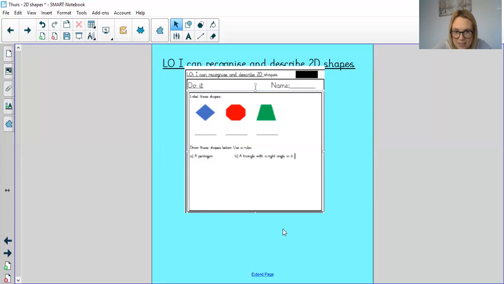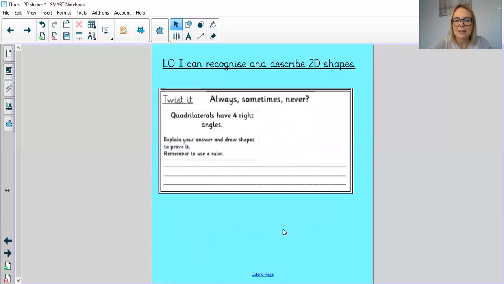And then underneath that, we'd like you to draw the shapes below. So a triangle with a right angle in it, so with an L shape 90 degrees in it, and a pentagon. Now, it's really important that you use a ruler. So it might be that you need to pause the video after this and go and find yourself a ruler or something with a very straight edge around your house. Okay, so that's your do it. Now you'll twist it.